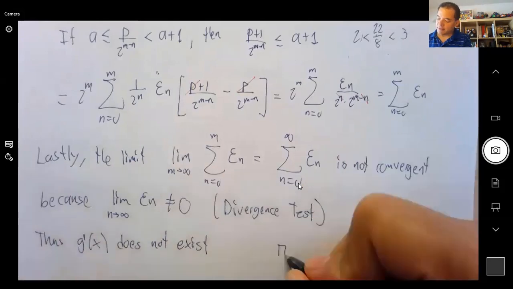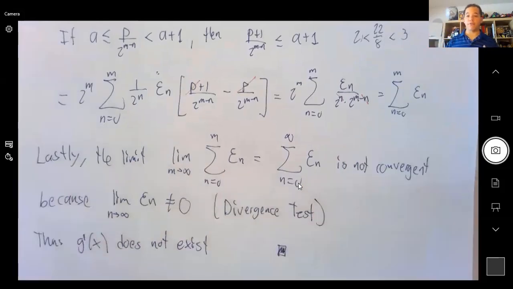And that's it, right? We did it for all the numbers that were of the form p over 2 to the k, and now we did it for all the others, all of the numbers x that were not p over 2 to the k. All right, that is it. That shows to you that this function is actually continuous, but not differentiable.